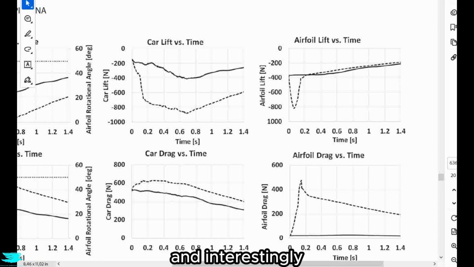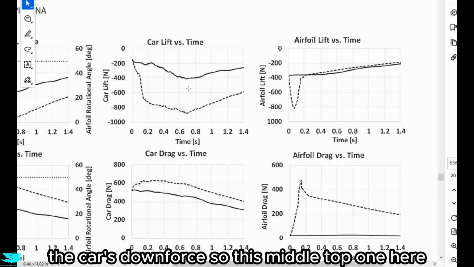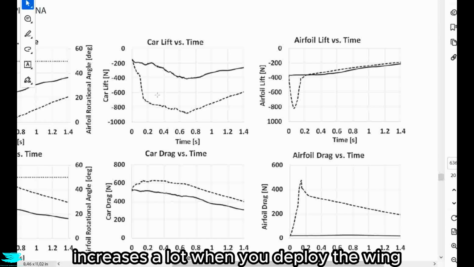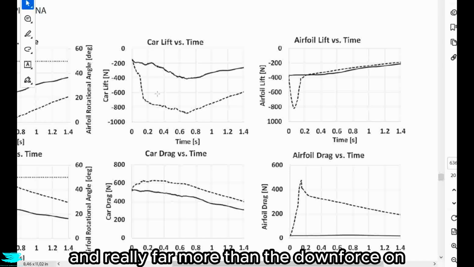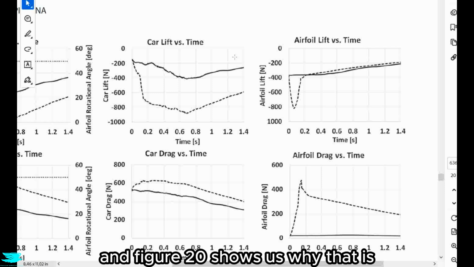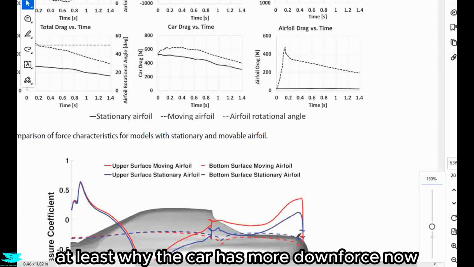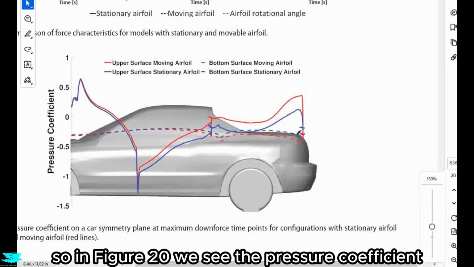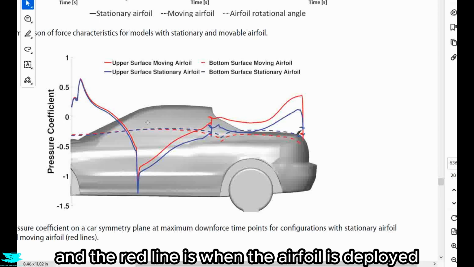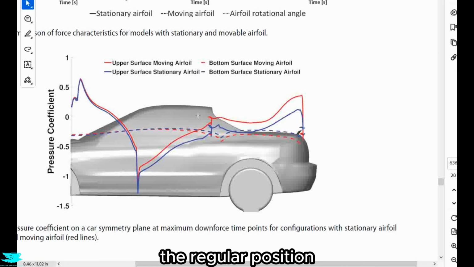And interestingly, the car's downforce, so this middle top one here, increases a lot when you deploy the wing, and really far more than the downforce on the actual airfoil itself on the right here. And figure 20 shows us why that is, at least why the car has more downforce now. So in figure 20, we see the pressure coefficient, and the red line is when the airfoil is deployed, and the blue line is when it's just in the regular position.